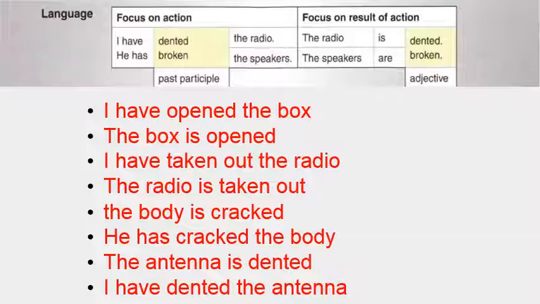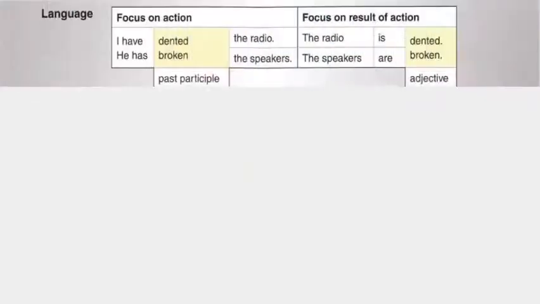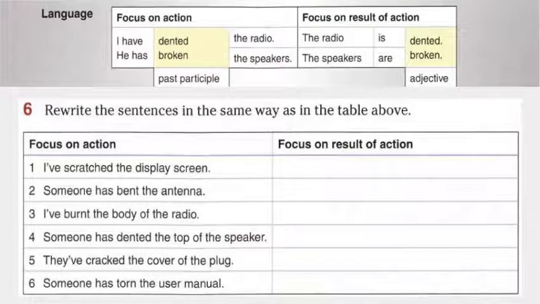He has broken the speakers. What about the result? The radio is dented. The speakers are broken. What about the verb? When we focus on action, it's called past participle. What about when we focus on result of action? It's called adjective. Then here we write the sentence in the same way as in the table above.